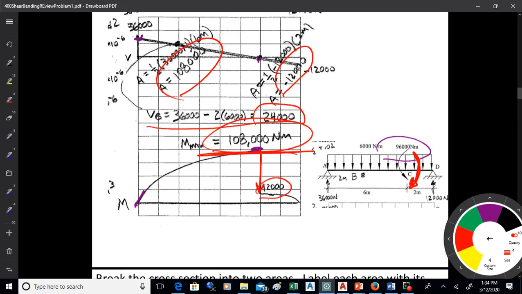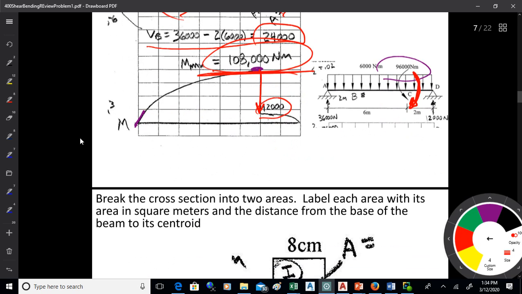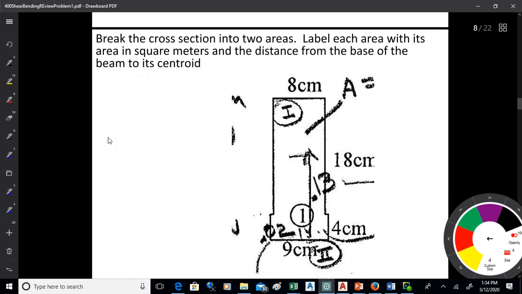So the next thing to do, if we're good with this, is to find the centroid. Where's the centroid of this thing? What is y bar for that? That's the next thing to figure out, okay?